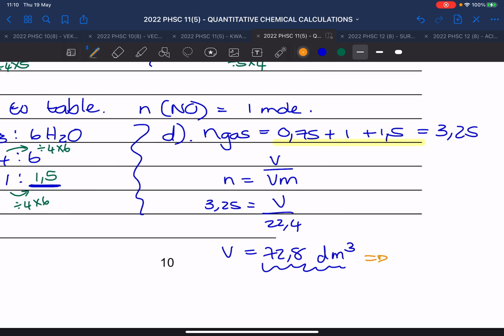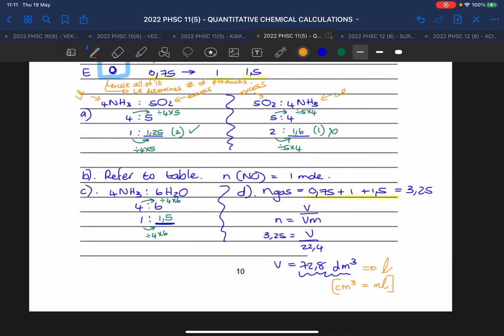No. It's the same as liters. And remember, centimeters cubed is the same as milliliters. All right. Going.